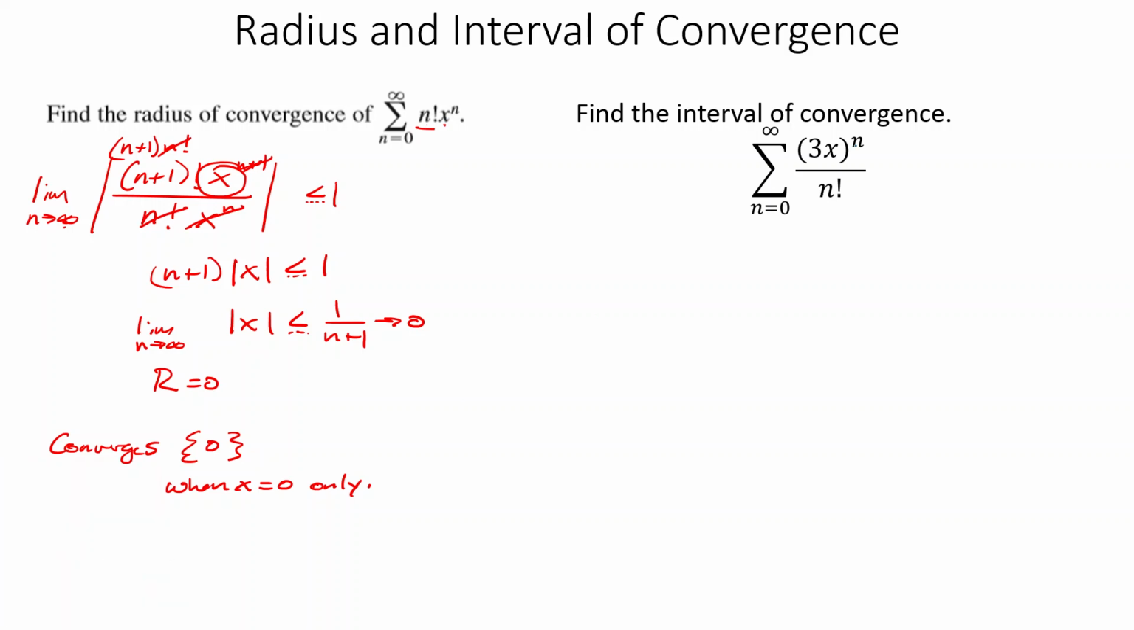All right, so let's try another one over here. Find the interval of convergence. We've got 3x to the n over n factorial. All right, so again, we don't just have something to the n, we've got this extra n factorial down here. So we've got to try and do a ratio test. So we're doing the limit as n goes to infinity of the absolute value of this guy with n plus 1 plugged in.